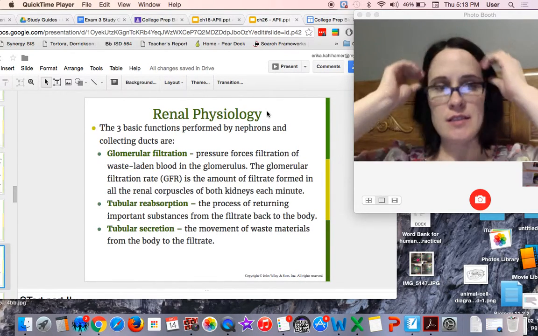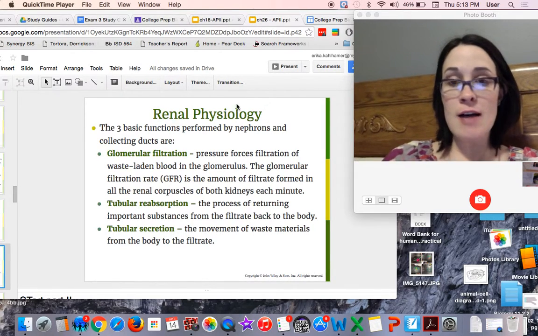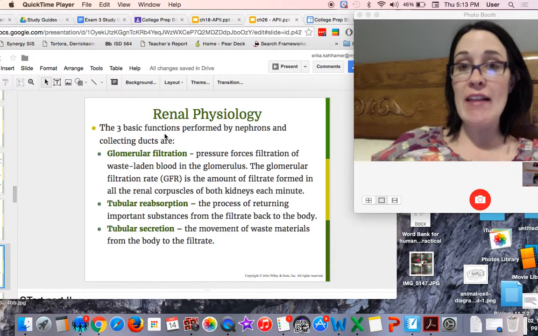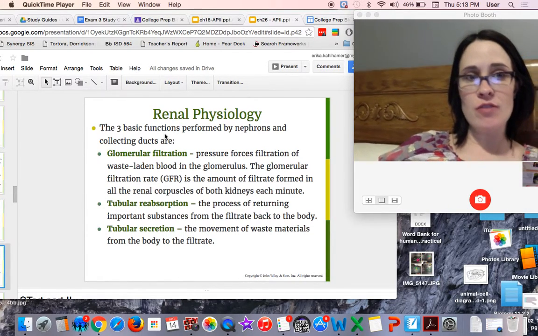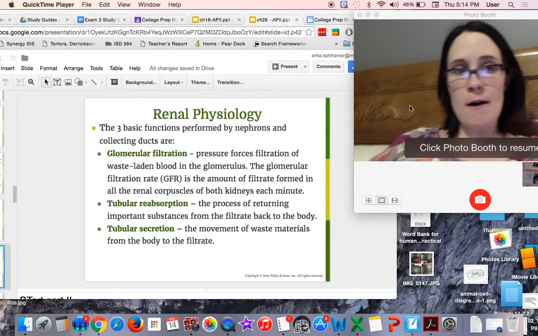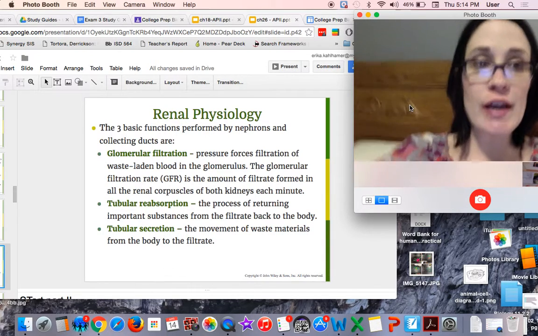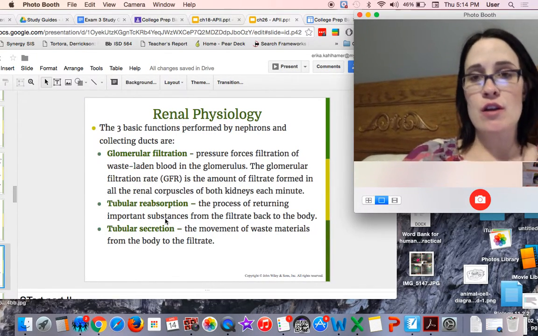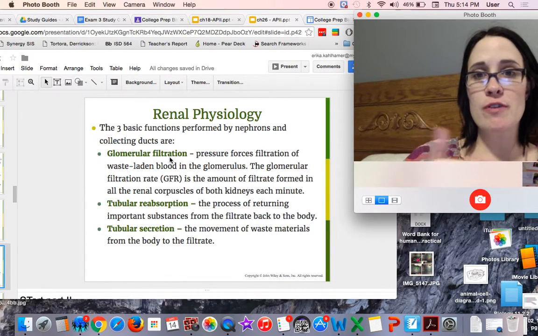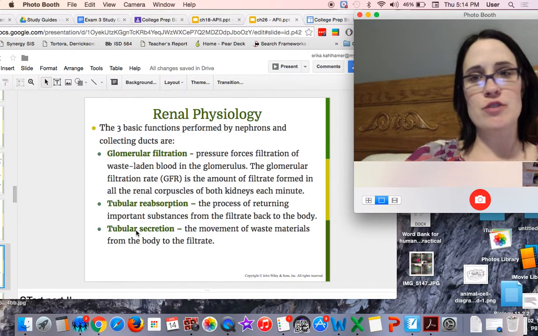Chapter 26, urinary system, starting off with a little bit about renal physiology. We talked about nephrons, their anatomical parts, and how they contribute to producing urine. The three main functions performed by those nephrons: first one, glomerular filtration; second, tubular reabsorption; and third, tubular secretion.